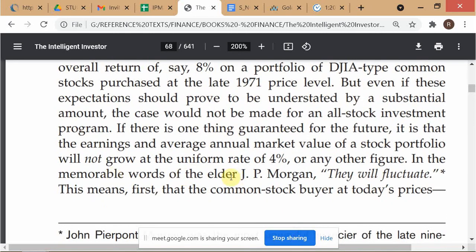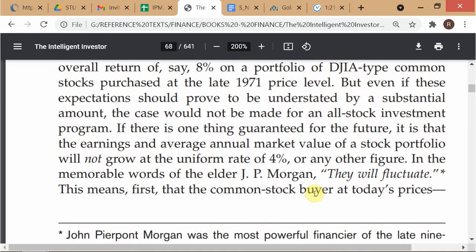The famous JP Morgan, the financier. He's famous for this quotation about what will happen to stock markets, what will happen to stock prices? They will fluctuate. This is a good statement because that's pretty much the only thing you can say with confidence about stock prices, that they will fluctuate.